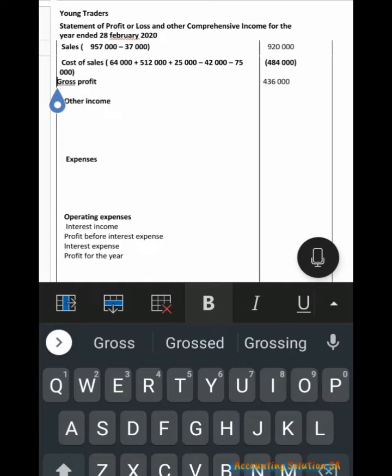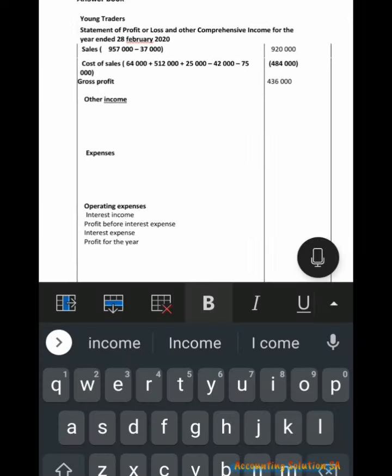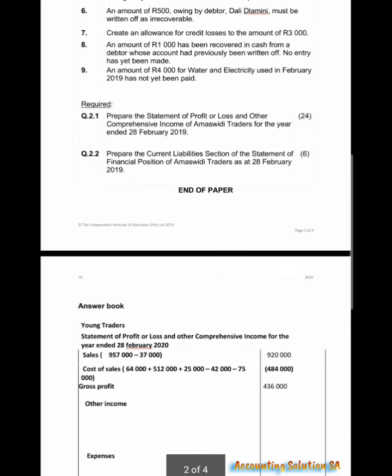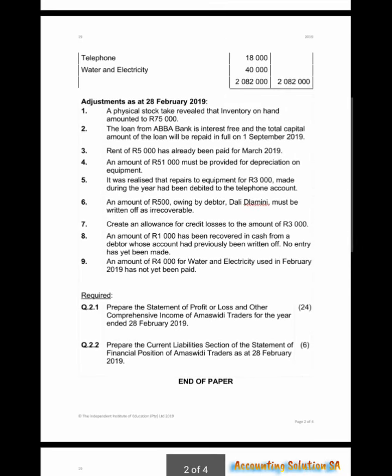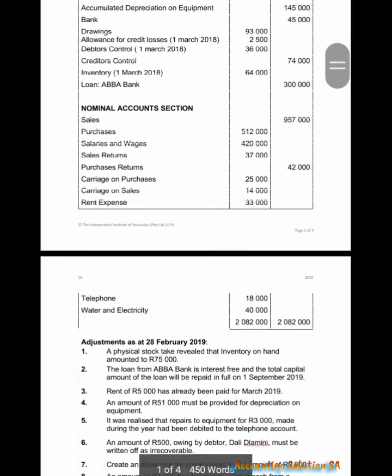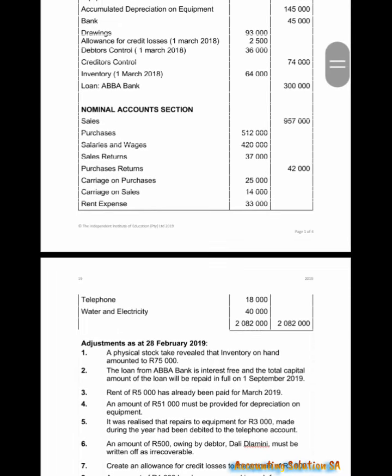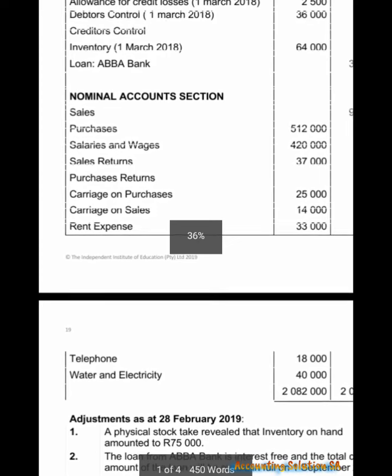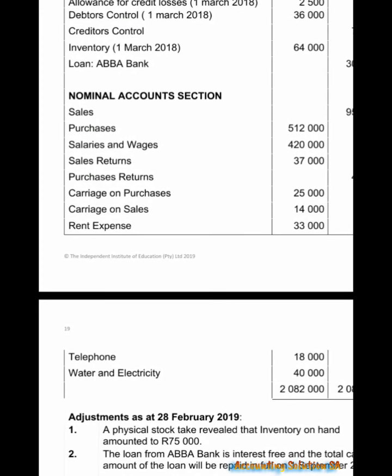Okay, now let's proceed. This is how you should calculate the cost of sales under periodic inventory system. Okay, then let's proceed from our nominal account section. This is where we're gonna get most of the balances that we have to adjust under income statement.